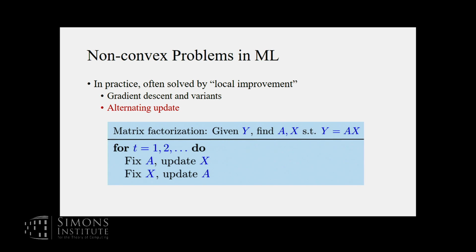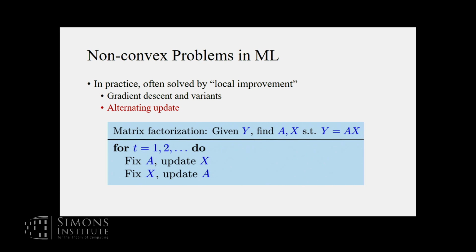Another approach is the so-called alternating update method. Usually the problem has two blocks of variables that you need to determine. So you fix one of them, you update the other, and then you fix the other and update the first one, and repeat this procedure. The advantage is that for many problems, if you fix one of the variables, updating the other is quite easy. So this is very popular in practice for such kinds of problems, if they have the structure I just mentioned.